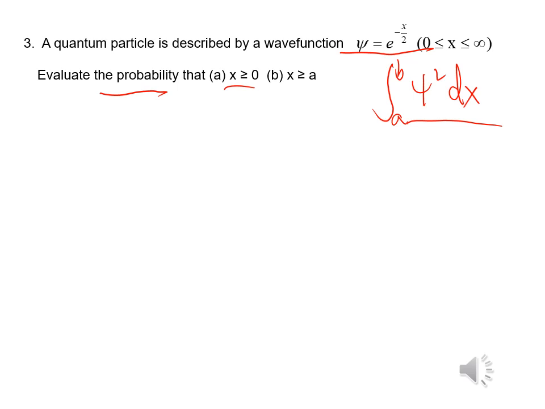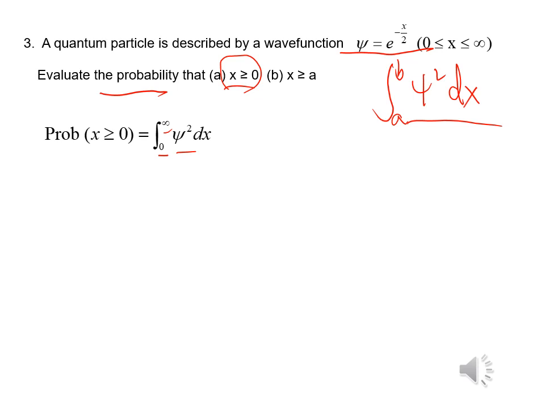So first, to calculate the probability, we write the wave function squared, integrated over the range. For A, x is greater than or equal to 0. That means it's from 0 to infinity. That's the range: x is greater than or equal to 0.